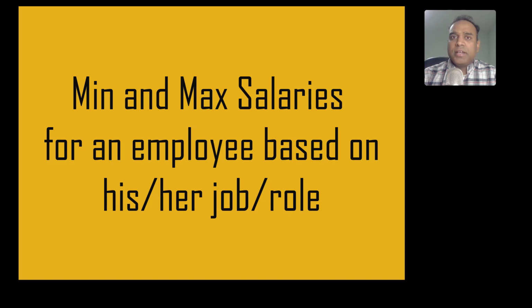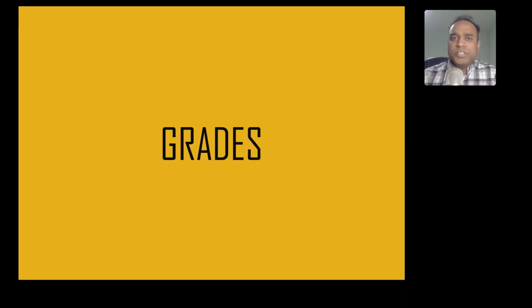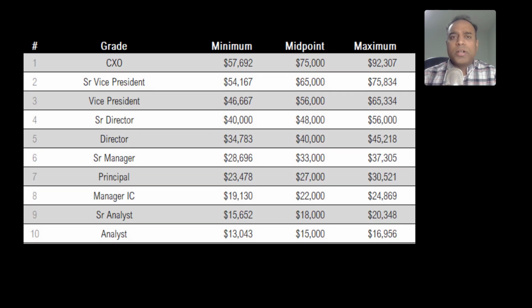We do this by creating grades. An organization can have any number of grades. Let's take a look at a sample salary structure here. Each organization can have a different number of grades. This example has 10 grades. How each grade is decided and named will vary by organization. Smaller organizations may have fewer grades and larger organizations may have more grades. Smaller organizations may even use the job title as a grade.